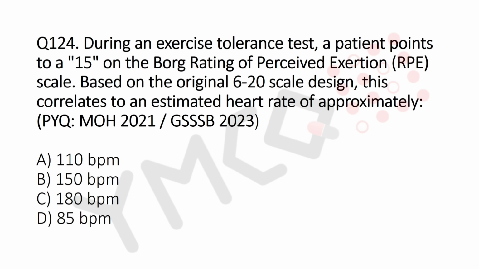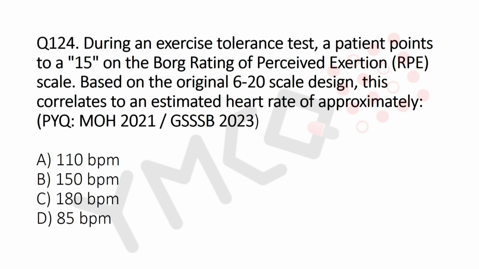Now let's move to question number 124. During an exercise tolerance test, a patient points to a 15 on the Borg rating of perceived exertion, RPE, scale. Based on the original 6 to 20 scale design, this correlates to an estimated heart rate of approximately: option A, 110 bpm, option B, 150 bpm, option C, 180 bpm, option D, 85 bpm.